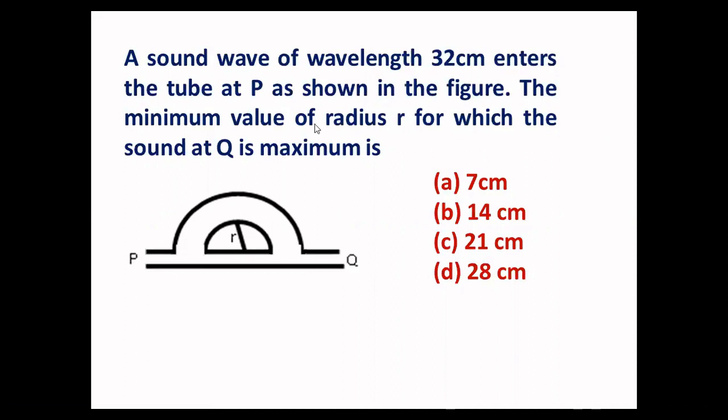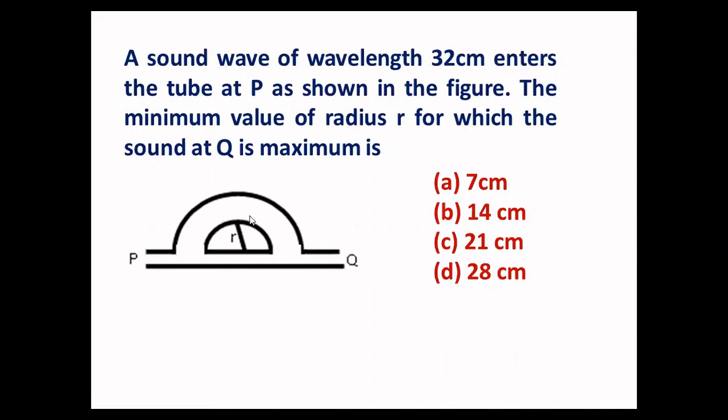Now, the minimum value of the radius R. What is the minimum value of R for which the sound at Q is maximum? If you want to hear maximum sound here, the wave which has traveled like this and reached here, and the wave which travels here, should again fall crest on crest. But the problem is, when they travel together, of course, they are the kids of the same parent. But when they split here, they will have different characteristics, because this wave has to travel more distance, whereas this wave has to travel less distance.